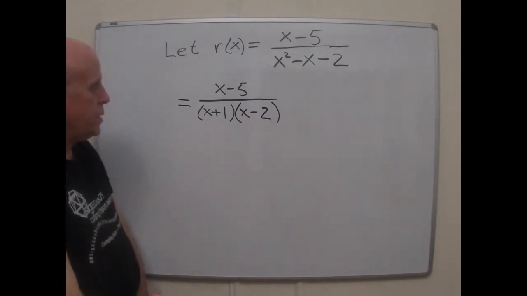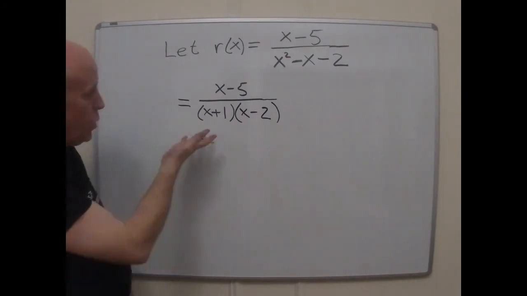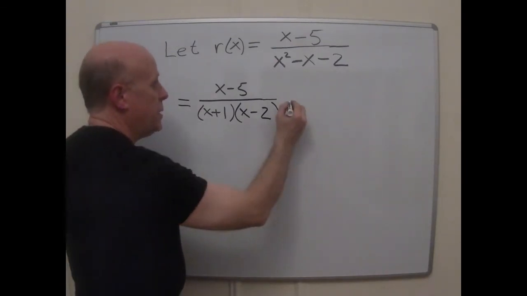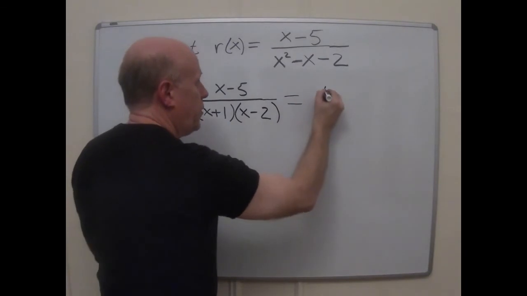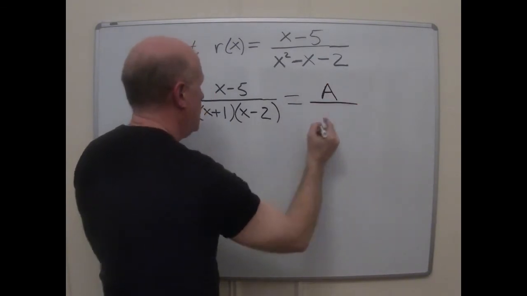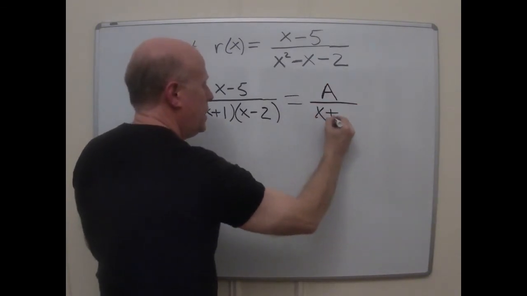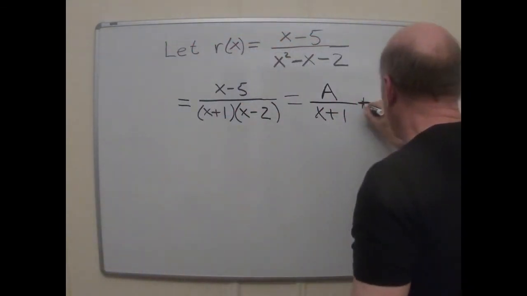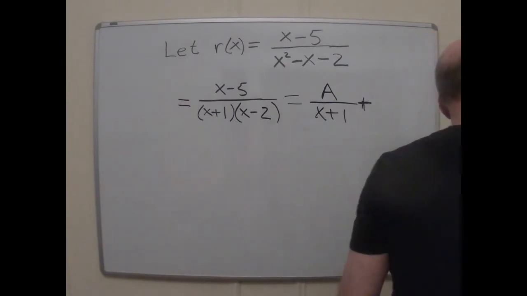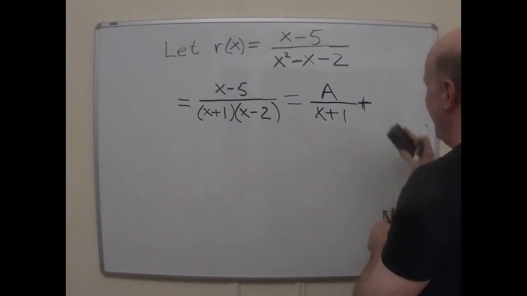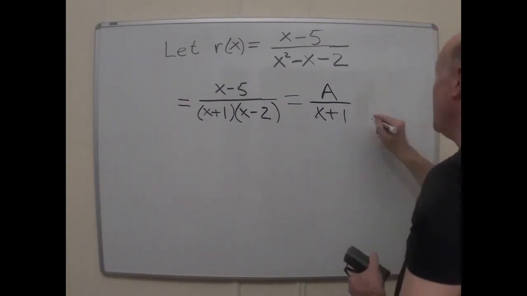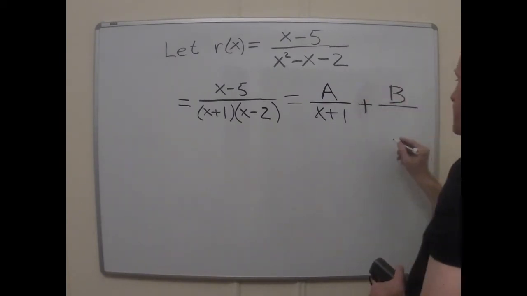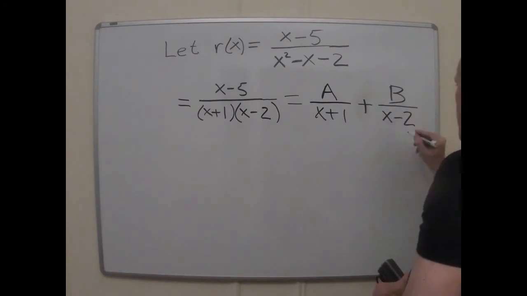The partial fraction decomposition says that you can always re-express a thing like this in the following way. You can write it as some number a over one factor, x plus 1, plus some other number, b, divided by the other factor, x minus 2.